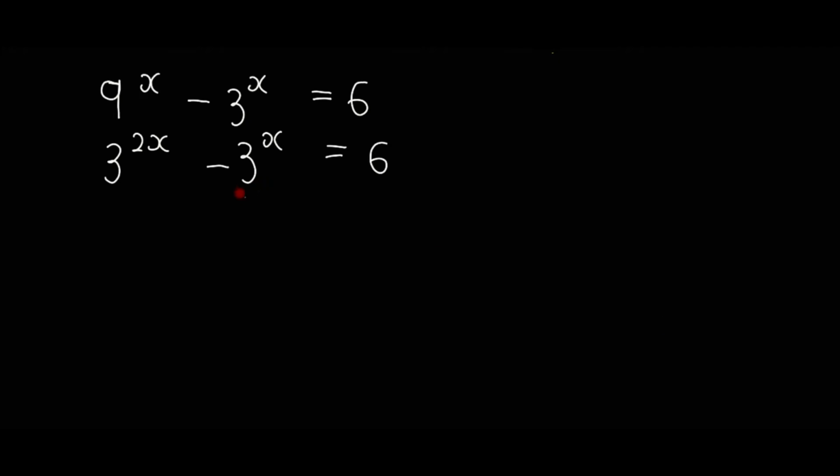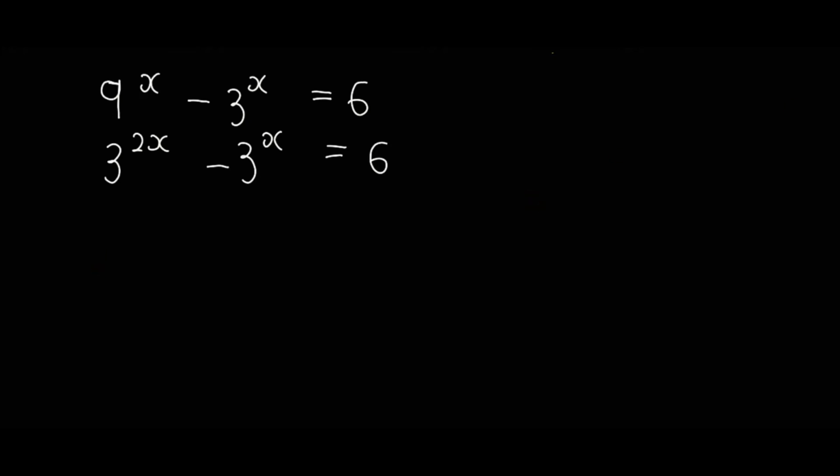Because now the bases are the same, and then we can see that these terms are separated by a minus. Now we want to check whether we have a common factor. You might be tempted to think that we have a common factor of 3 to the power x, but the truth is that we do not have a common factor.